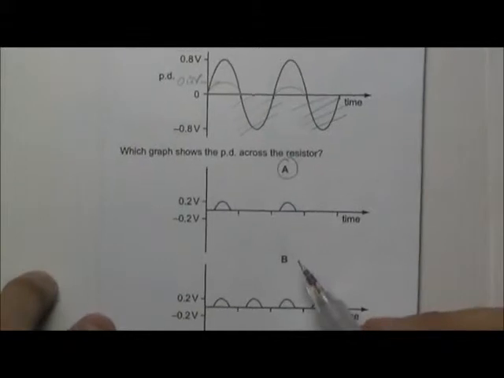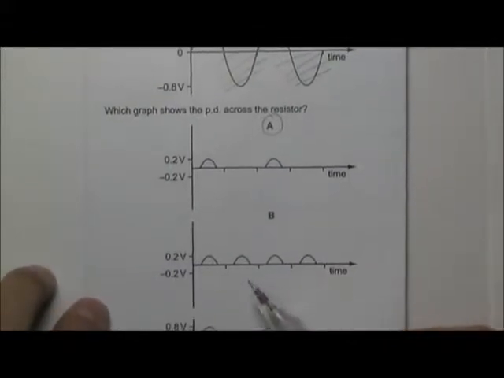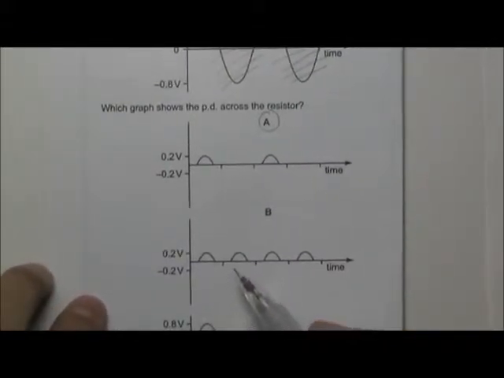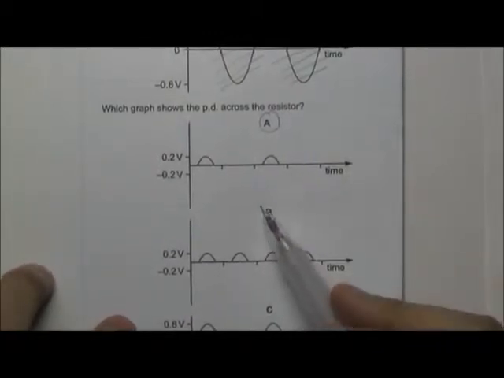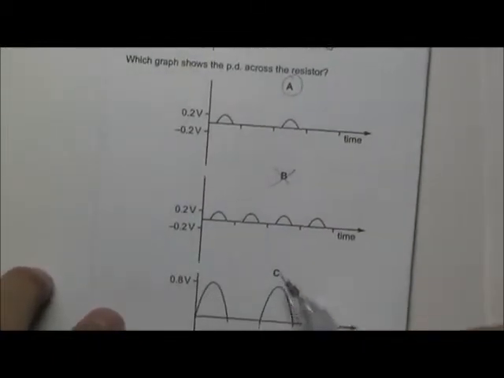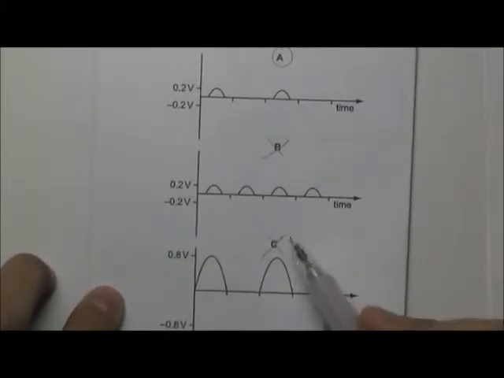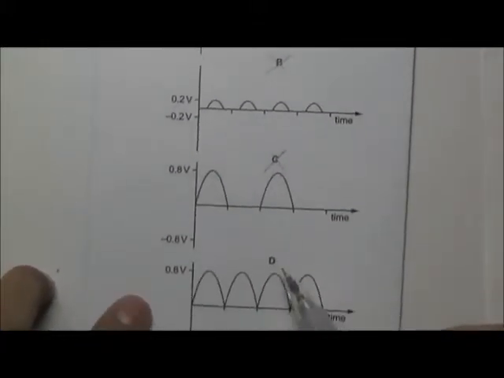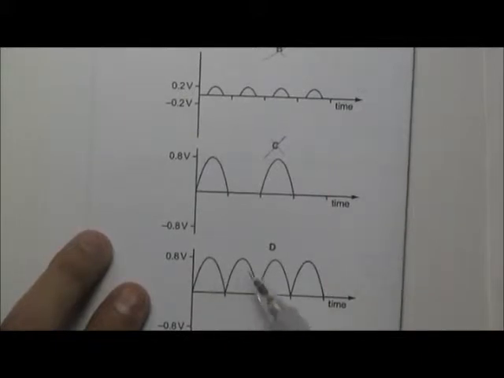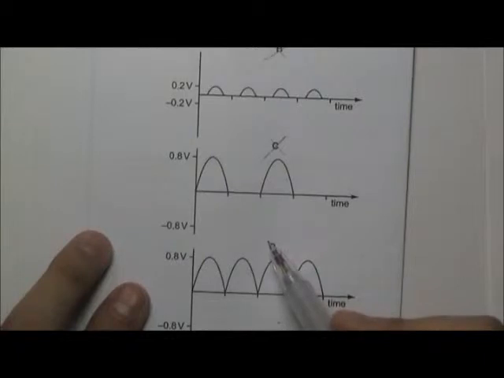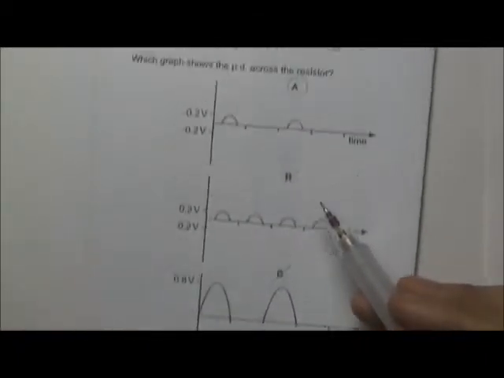Option B is wrong because the diode will block out half of the voltage, and option B still shows all the peaks. So this is wrong. Option C is not right also because the potential difference across the resistor should be 0.2 volt. And option D shows all the peaks as well. So it's not right because the diode has blocked out half of the waveform. Hence the answer is A.